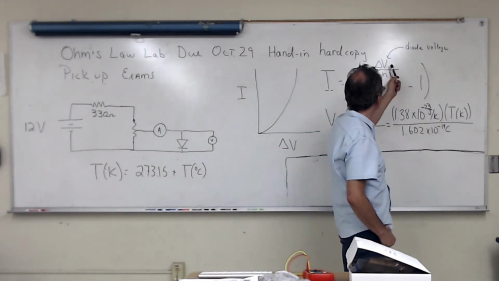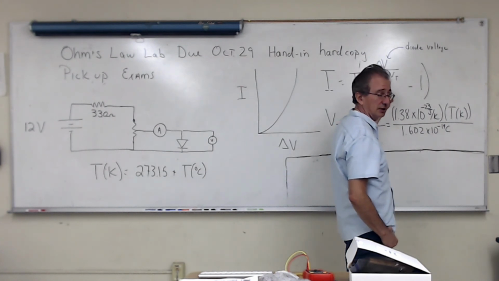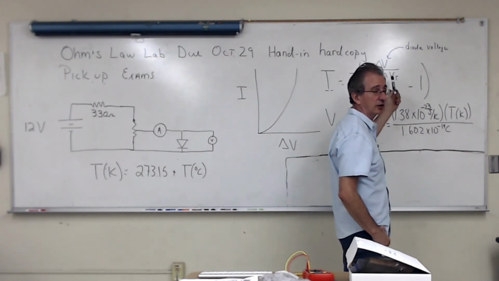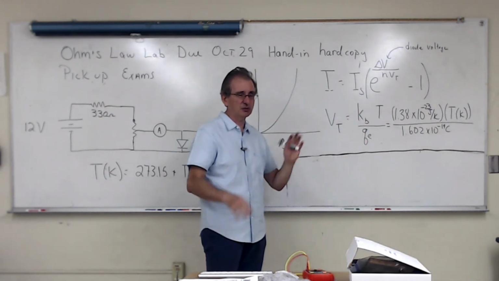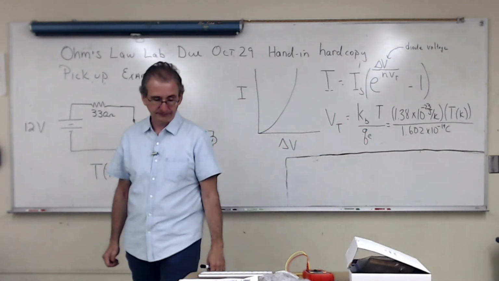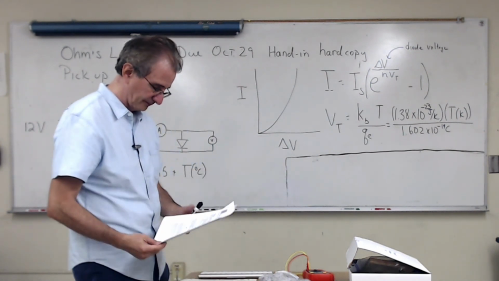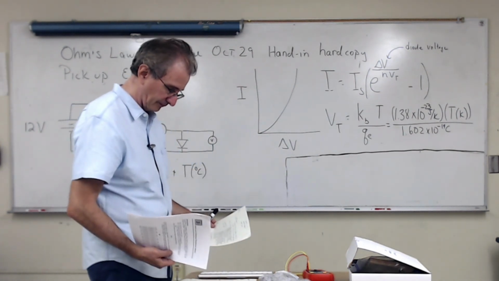This is the diode voltage, and this is a curve fit parameter. Theoretically, it's a number like 1 or 2, but in practice, it's a number that's between 1 and 2. Okay.